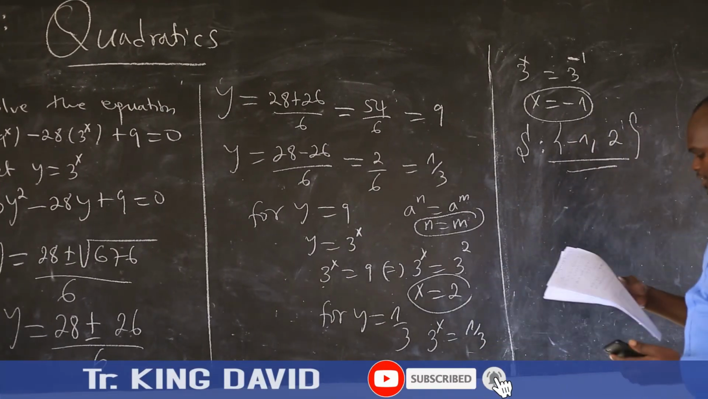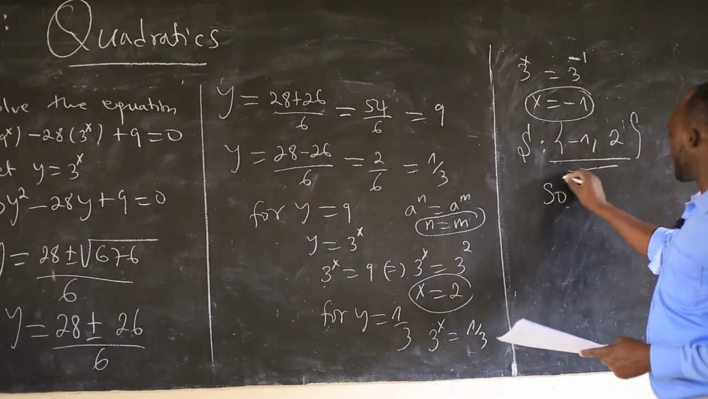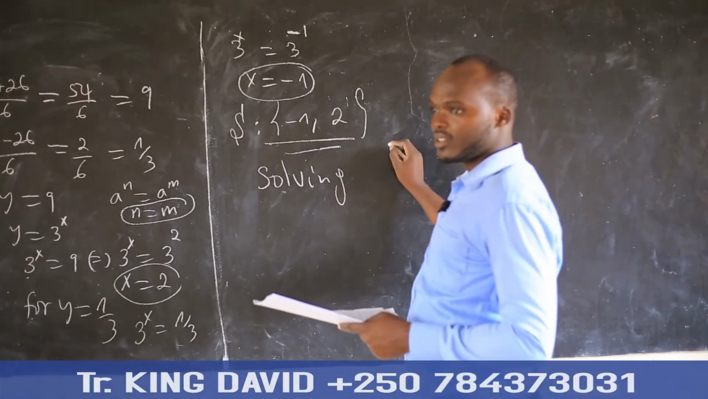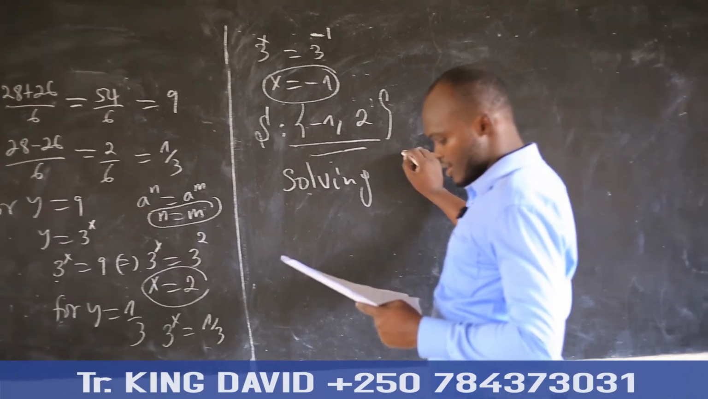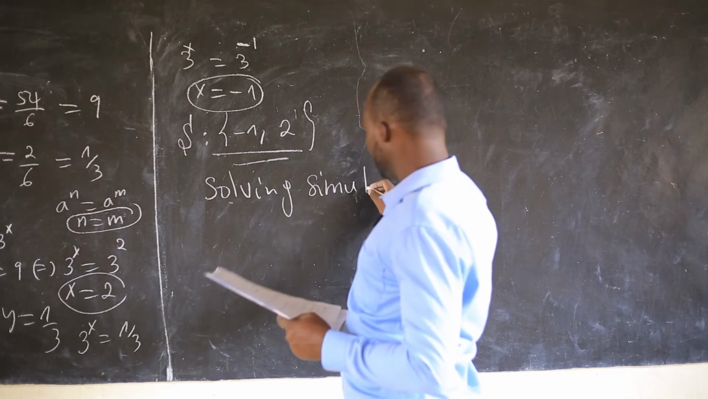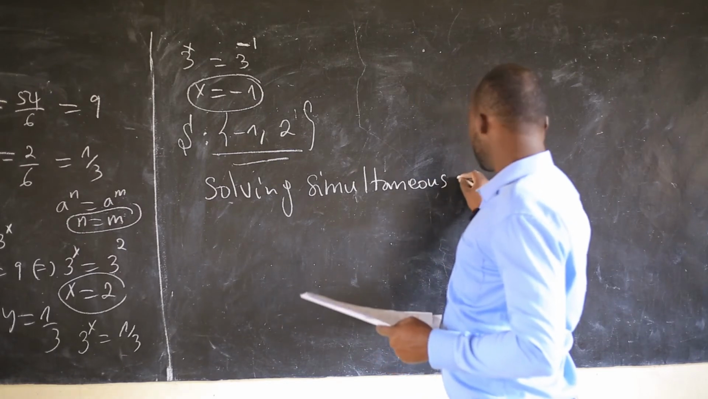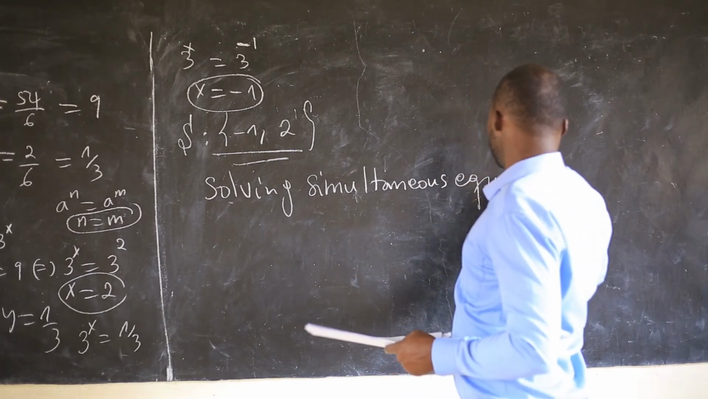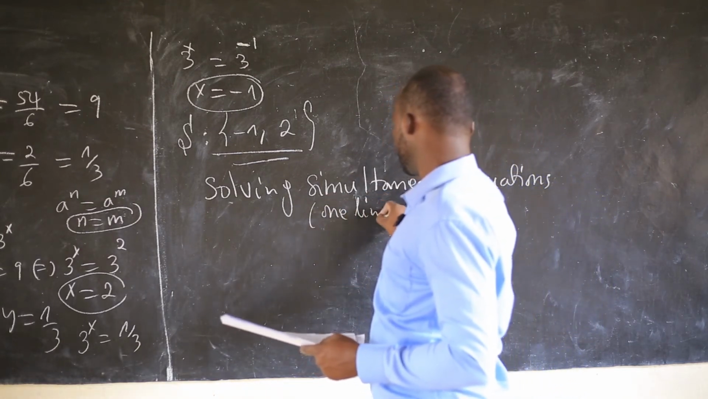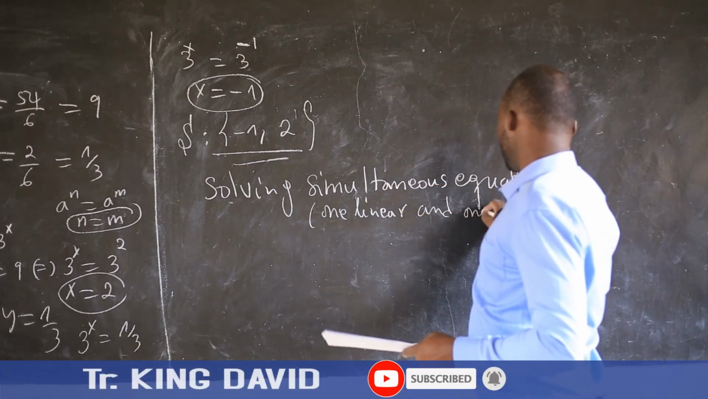So from there, immediately let us go to simultaneous equations. We're going to see how we can solve two simultaneous equations. One contains a quadratic equation, another one contains a linear equation. Solving simultaneous equations: one linear and one quadratic equation.